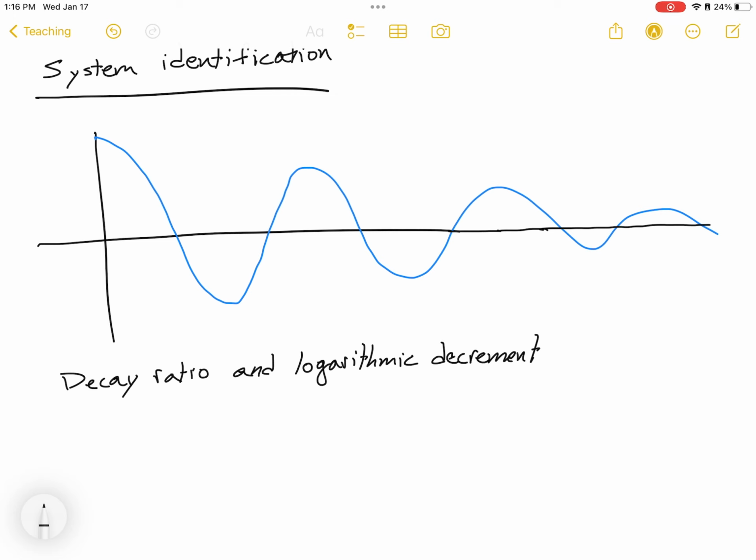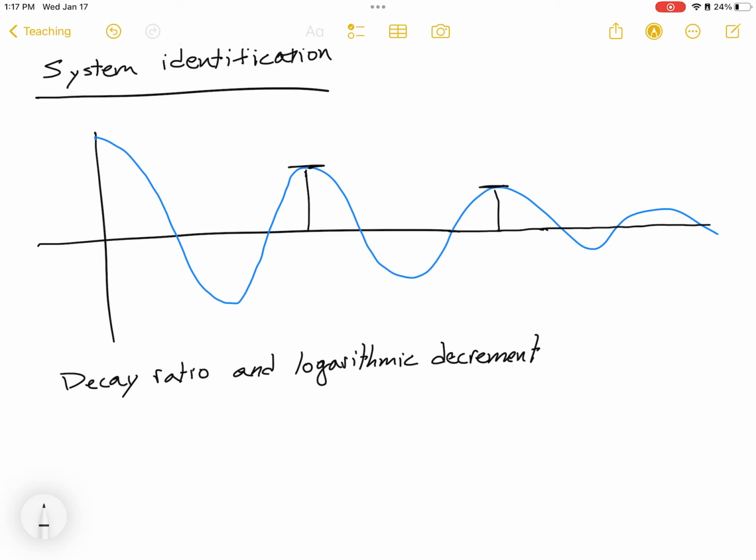So if we're looking at a second order, this is an underdamped system that I've drawn here, and I haven't drawn it too beautifully, but it'll work for our system. The decay ratio is a physical measure of how much the system decays with each period, with each vibration. And so if we have some height here and another height here.